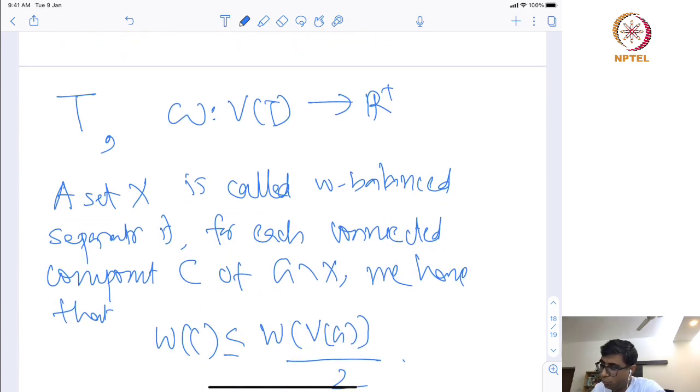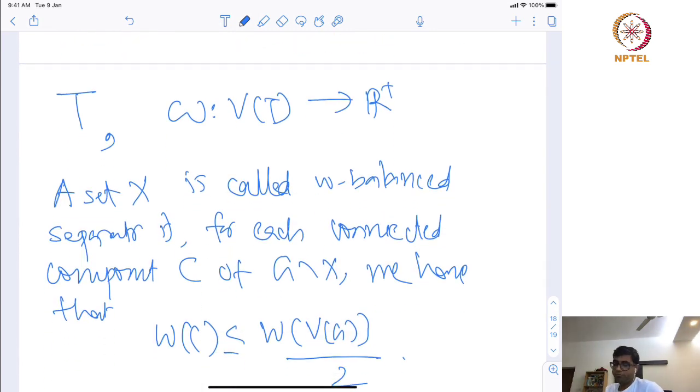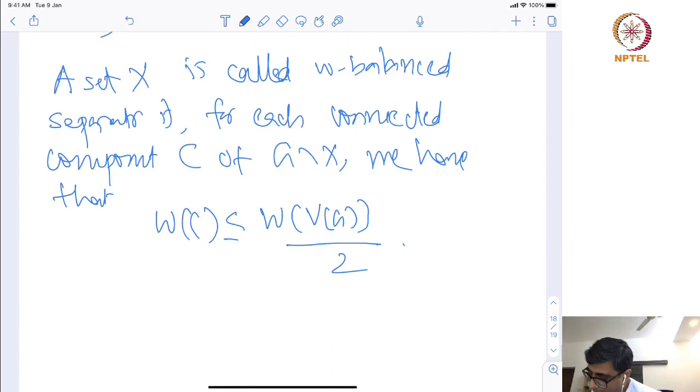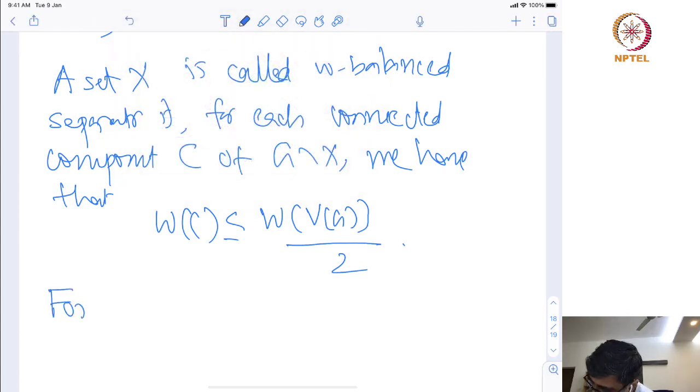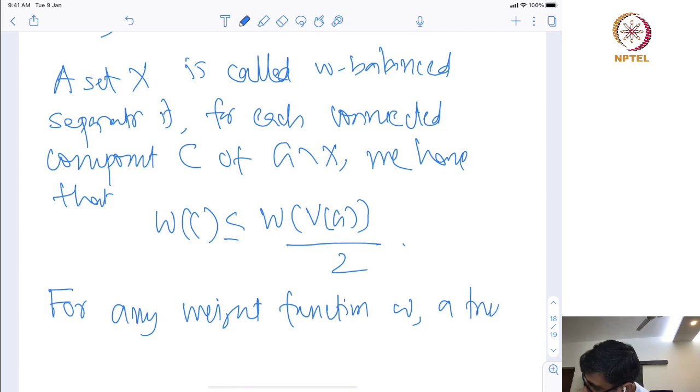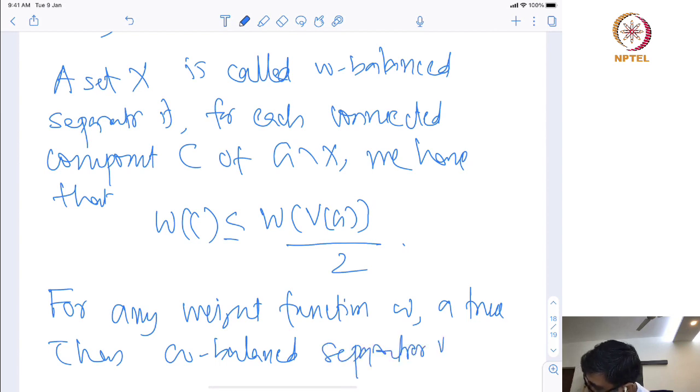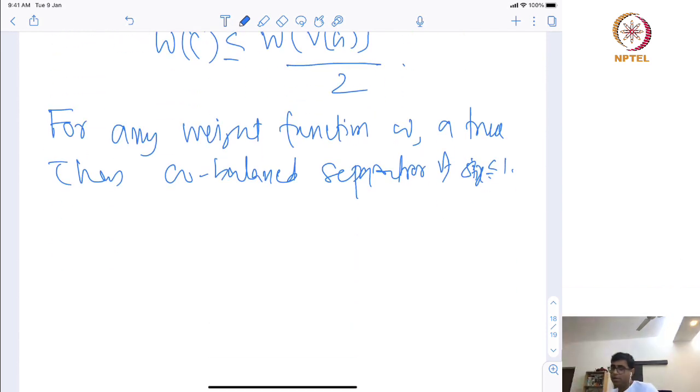So, I am going to prove to you that for any weight function W, a tree T has a W-balanced separator of size at most 1. Now notice, if we prove this, why are we done?